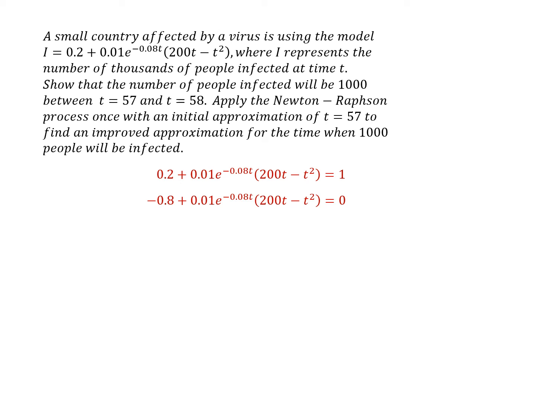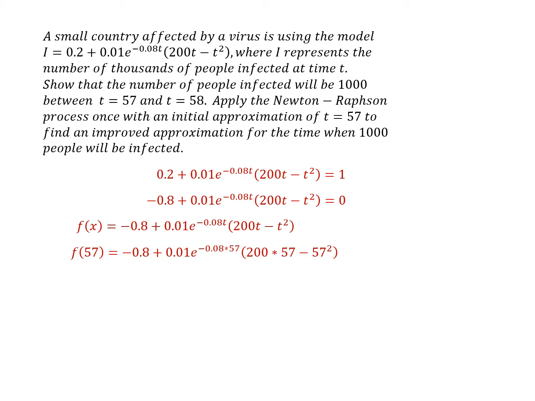by taking 1 off each side, and then the f of x, which we're going to use in the Newton-Raphson process, will be this function here, which we're wanting to make equal to 0. So there's the f of x that we're going to use. We'll need to evaluate f of x at this initial value, t equals 57. So that's f of 57, and I've given 5 decimal places there. But we'll also need a value for f dashed x.